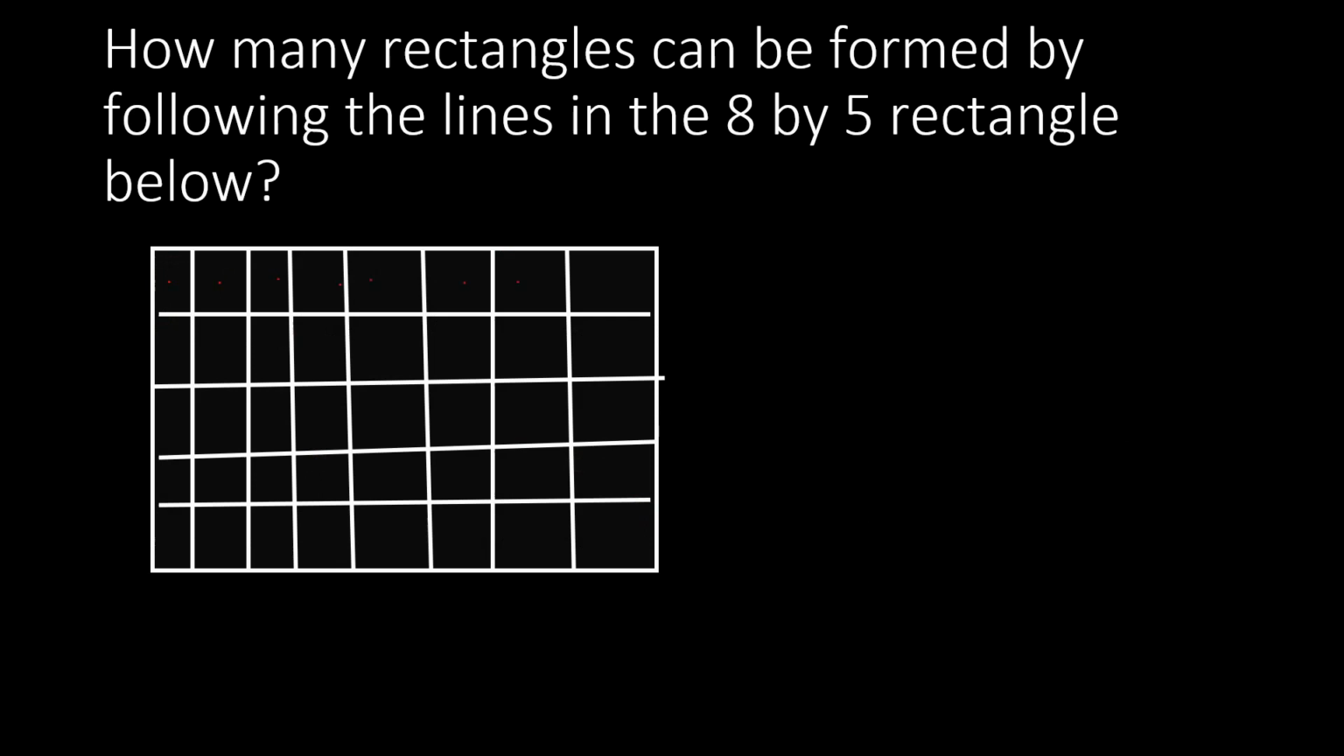We're talking about 2x2s, 3x2s, 4x2s, 5x2s, all these. No, there's no 9x6s. 8x4s, all these kinds of rectangles, every single rectangle. And they can be formed by following the lines. Here, just to make that clear.